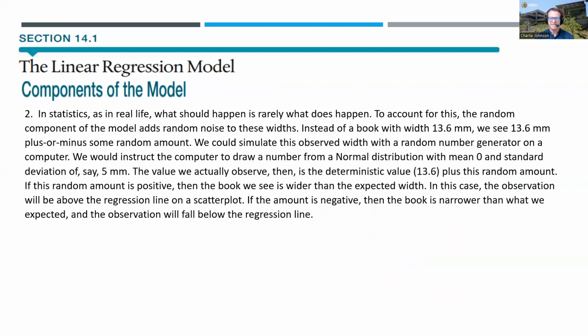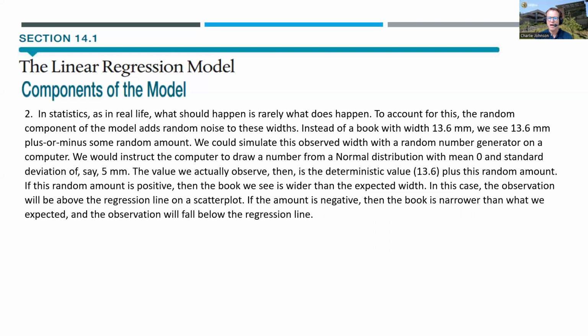Number 2, and in statistics as in real life, what should happen is rarely what does happen. To account for this, the random component of the model adds random noise to these widths. Instead of a book with width 13.6 millimeters, we see 13.6 millimeters plus or minus some random amount. We could simulate this observed width with a random number generator on a computer. We would instruct the computer to draw a number from a normal distribution with mean 0 and standard deviation of, say, 5 millimeters. The value we actually observe then is the deterministic value, 13.6, plus this random amount.